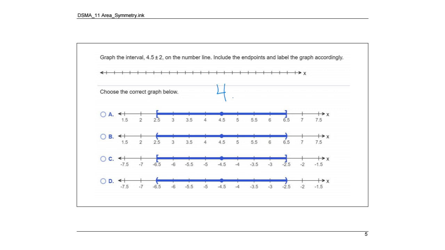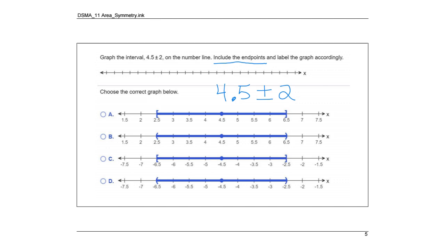So this one is the same idea, except we've got decimals, which is fine. We do have to check. It does say include the endpoints, so we know we're going to use brackets. We want the 4.5 in the middle, not negative 4.5. I don't know where that came from for C and D, but 4.5.